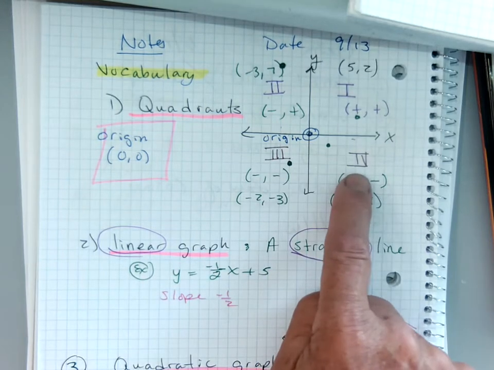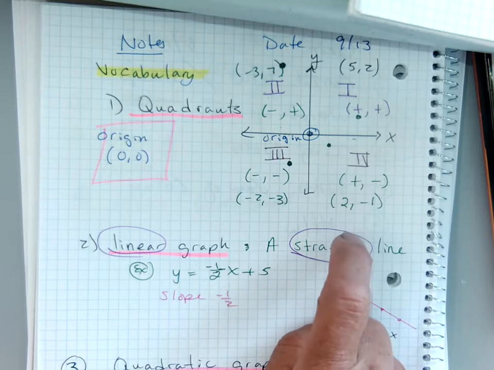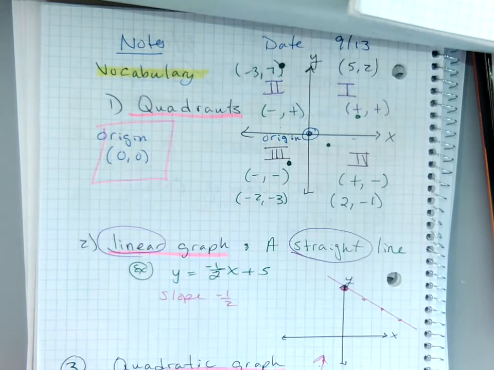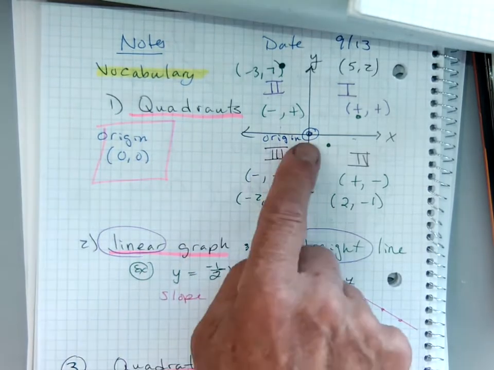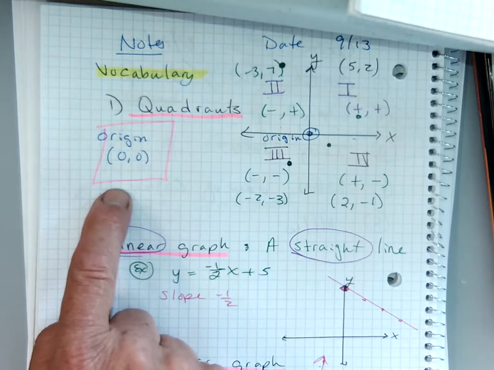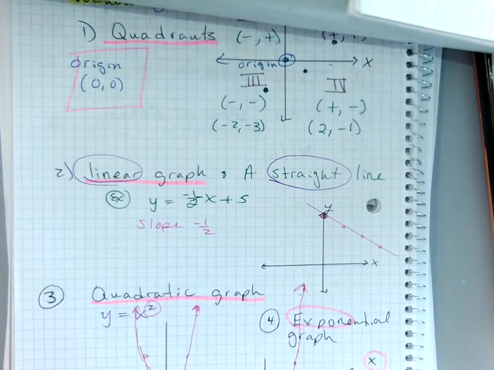Finally, quadrant 4 has a positive x and a negative y. Positive 2, negative 1, over 2, down 1, is in quadrant 4. The very middle of the graph is called the origin, and the origin is at the point 0, 0. Again, this is just a summary. If you want to pause it and write these things down, please do.